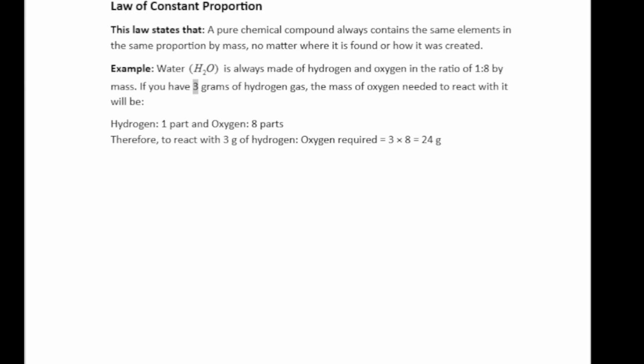If you have 3 grams of hydrogen gas, the mass of oxygen needed to react with it will be hydrogen 1 part and oxygen 8 parts. Therefore, to react with 3 g of hydrogen, oxygen required is equal to 3 times 8 is equal to 24 g.